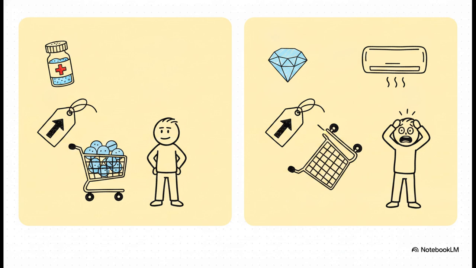Well, we will always buy our necessities, even if prices jump, but we'll drop luxury purchases in a heartbeat if they get too expensive. For necessities like life-saving medicine, the elasticity is less than 1. Our demand barely shrinks when the price goes up. But for luxuries like fine jewelry or a brand new air conditioner, elasticity is greater than 1. We are incredibly sensitive to those price tags.